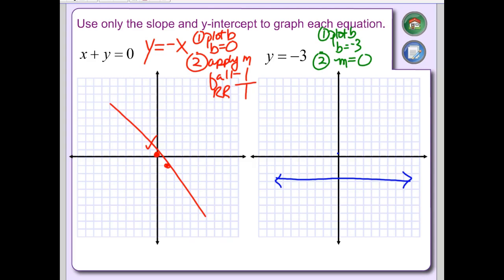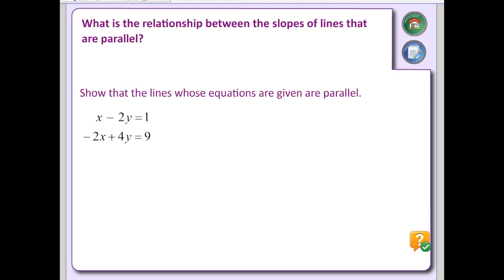Great job. Now, on our quiz, you're going to have to graph all 3 different ways that we've looked at since we've gone through chapter 8.